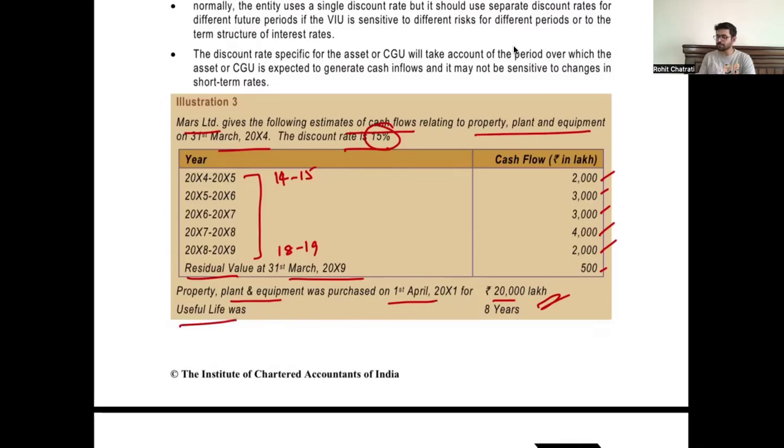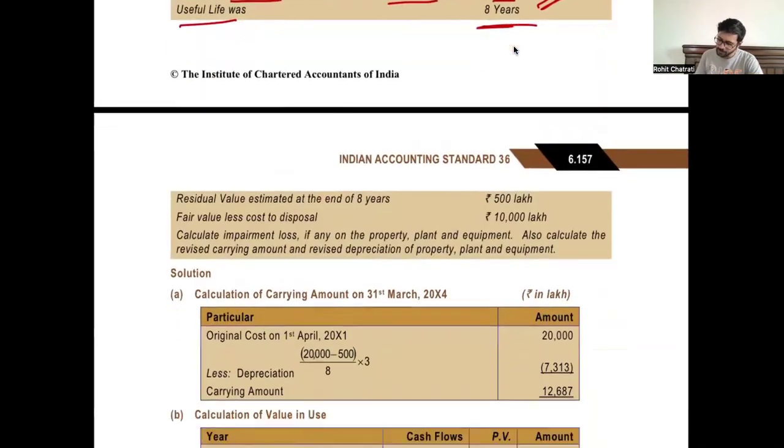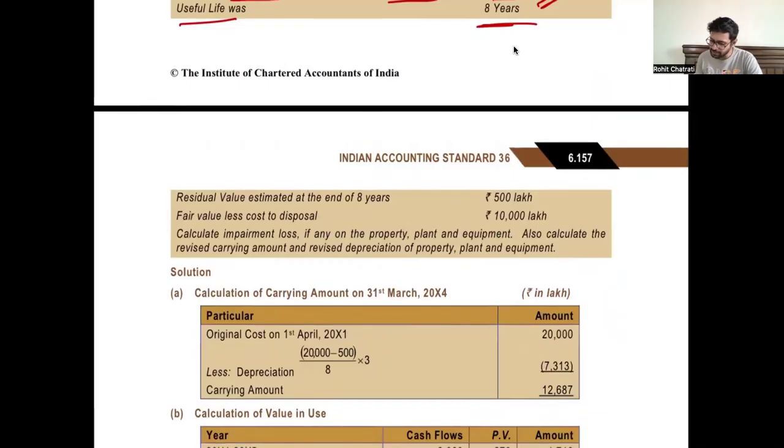Useful life at the time of purchase was 8 years. All right, it is making sense because at the time of purchase, useful life was 8 years. We used 3 years and therefore we have 5 years left, and therefore the question has given us projection only for the next 5 years. Out of the total life of 8 years, 3 years have passed by, and therefore we have projections for the next 5 years. Residual value that was estimated at the end of 8 years is rupees 500 lakhs.